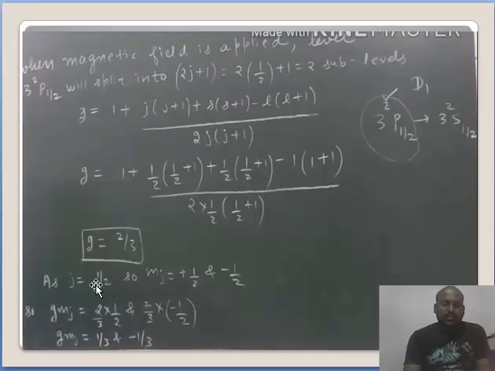Again we get J is equal to 1 by 2, as you already know, and automatically the magnetic quantum number is plus 1 by 2 and minus 1 by 2. Again multiplying g into mj, the g value is there, and for the mj value here we use the plus value, and for the second one we use minus 1 by 2. Finally we get 1 by 3 and minus 1 by 3. So this is the D1 line, 3p to 3s.